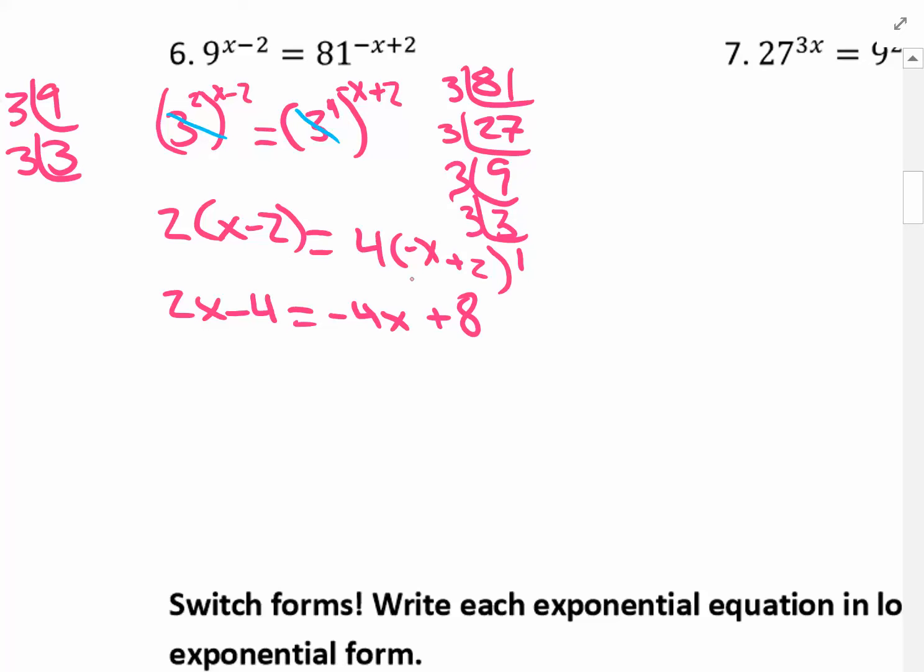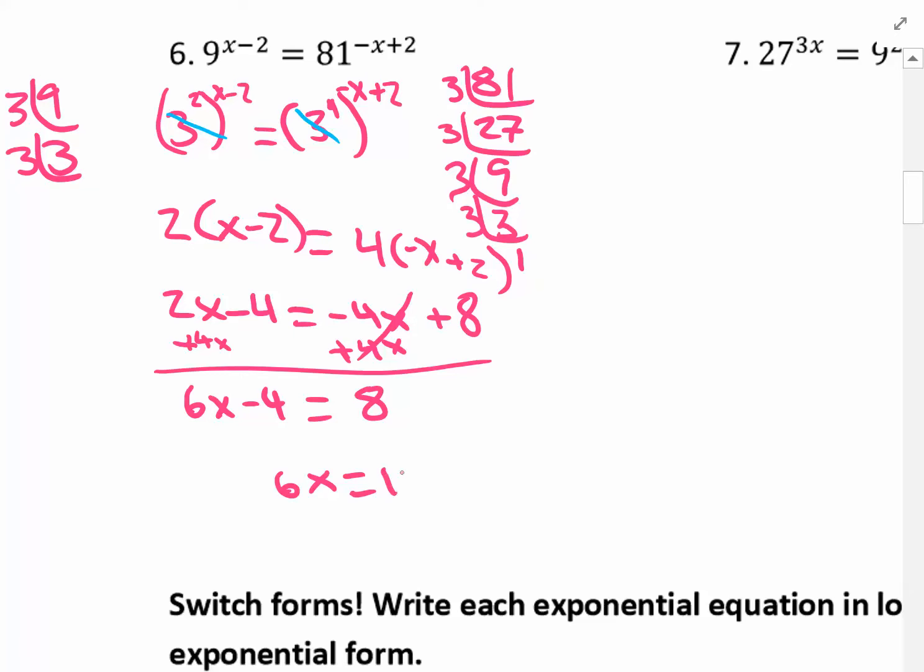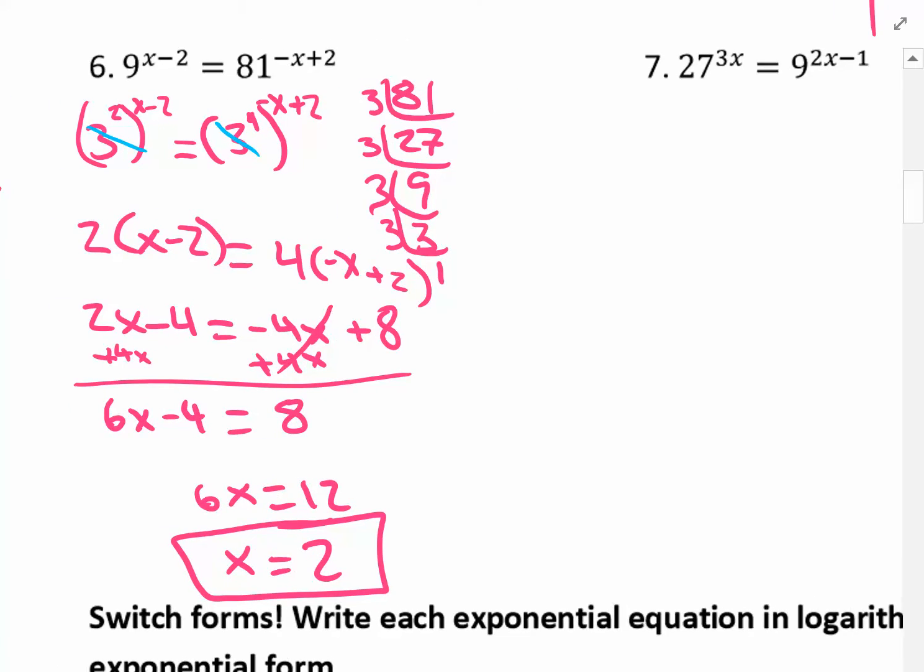Now just a few more steps to solve. I'll start by adding the 4x over to the other side. So we get 6x minus 4 equals 8. Add the 4 both sides. 6x equals 12. Divide the 6. X equals 2. The next 2 problems are just more of the exact same thing.